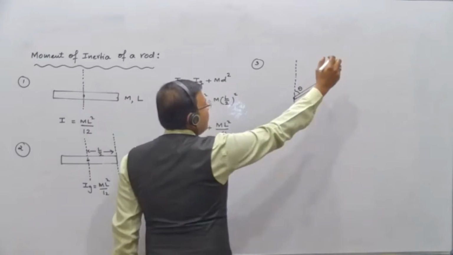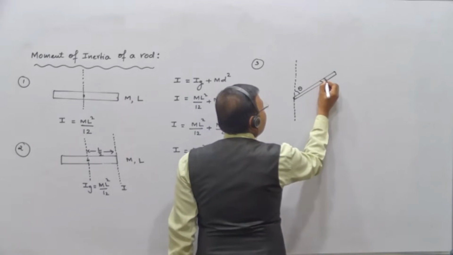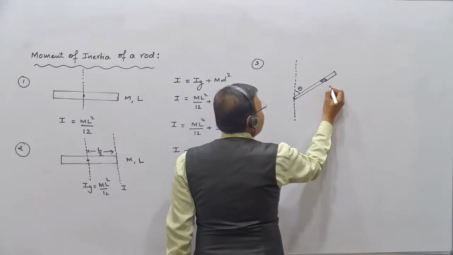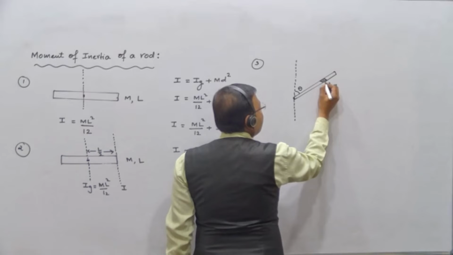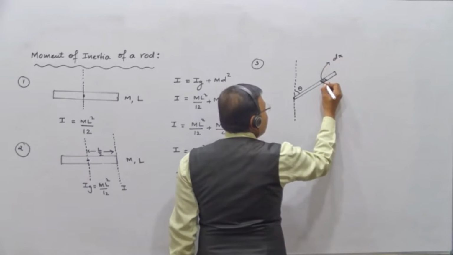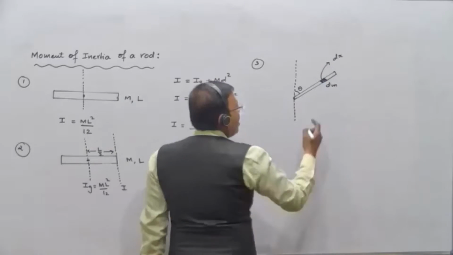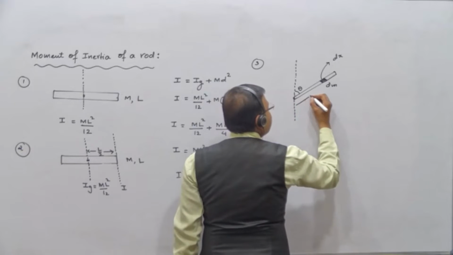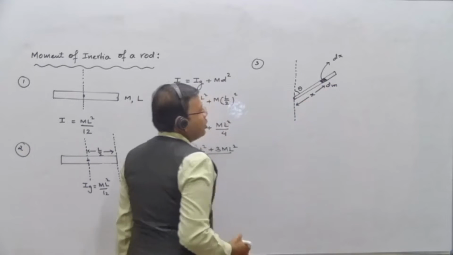Now look, very important. I take one element here. Try to understand. I'm taking just one element. The mass of this element I'm considering as dm, and the length of this I'm considering as dx. Just imagine this is a length, having length dx and mass dm. And this length dx is at a distance of x from the axis of rotation.